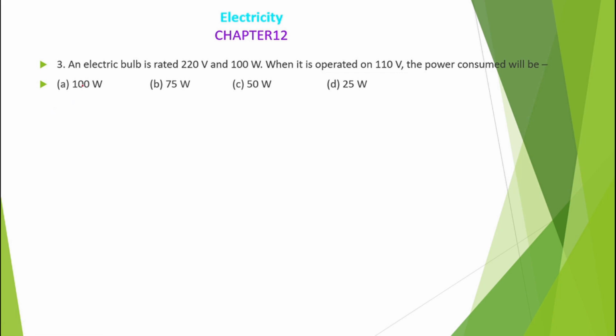So an electric bulb is rated 220 volt and 100 watt. When it is operated at 110 volt, the power consumed will be? This is the second part. This is the first part. So first part, what has he given? V is equal to 220 volt and P is equal to 100 watt.